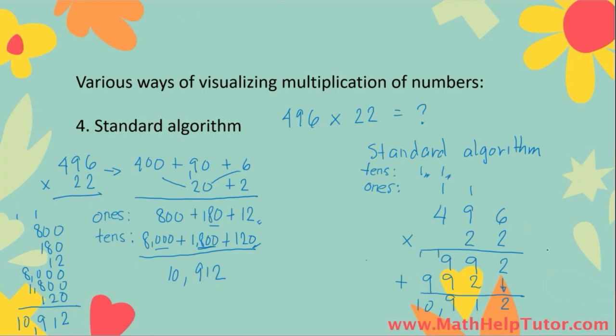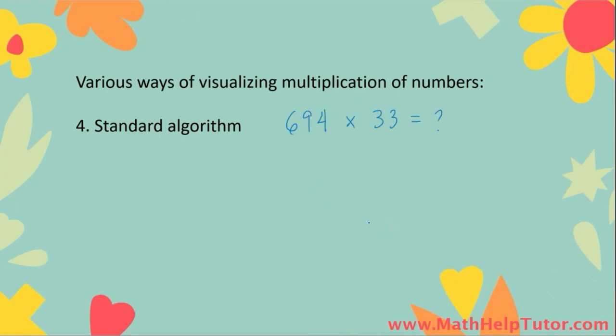Now let me show you the true form or the real power of the standard algorithm. Let's try this by multiplying 694 times 33. So what we're going to do now is multiply each of the places of the first number to each of the places of the second number, beginning with the ones place. So let's start with the ones place.